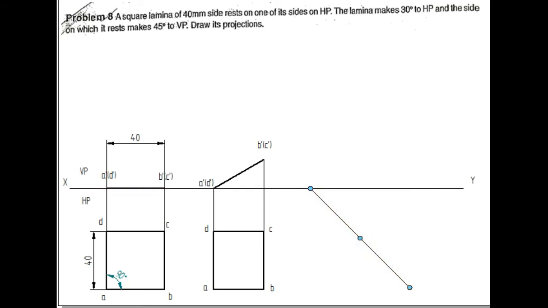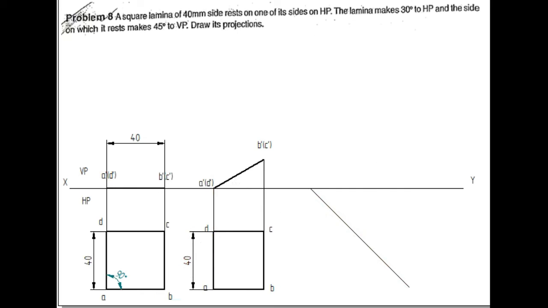Right. So next, what he is saying is the side on which it rests makes 45° to VP. So which is the side that is resting? AD is the side which is resting. So it is making an angle of 45°. Whatever the angle with respect to VP, that will be seen in the HP plane. That is why we have to draw 45° on the HP plane, and we have to place the AD length on the 45° line. So what is the AD length? The AD length is 40 mm.